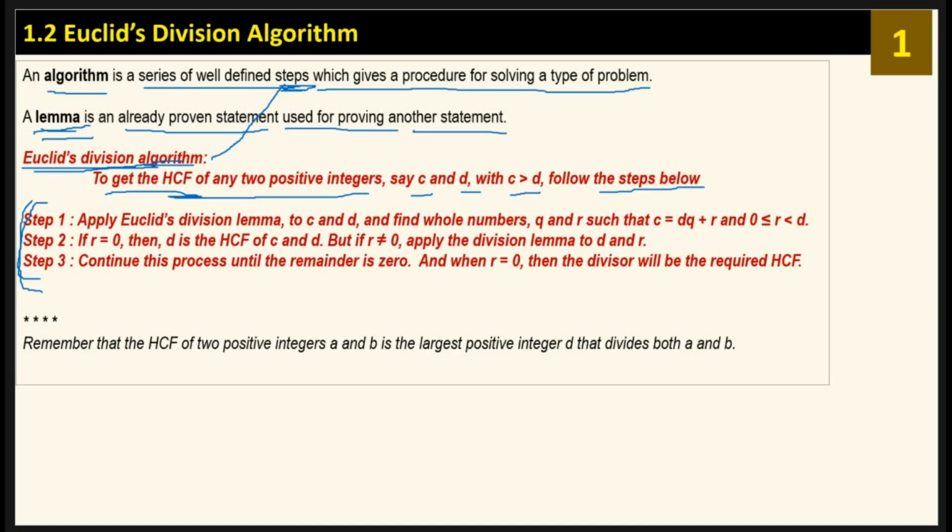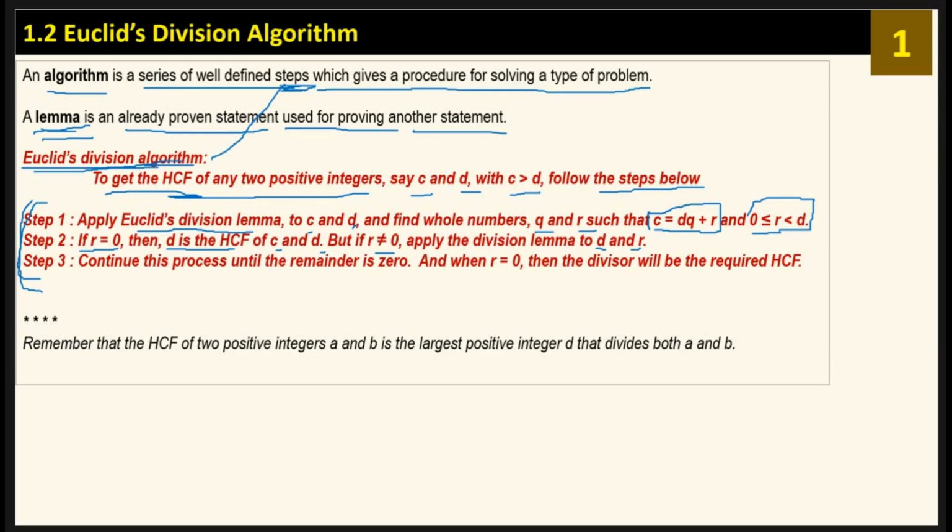Step 1 is to apply Euclid's division lemma to C and D to find the whole numbers Q and R such that C is equal to D times Q plus R, and 0 is less than or equal to R and R is less than D. Step 2 is, if the remainder R is equal to 0, then D will be the HCF of C and D. But if R is not equal to 0, then we will apply the division lemma again to D and R. So these two are different.